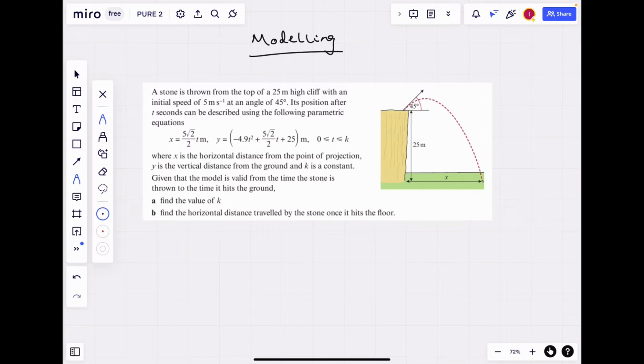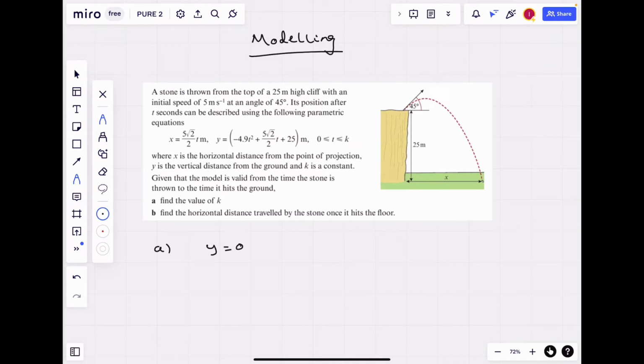Right. To get the value of k, you want to think about using one of your parametrics. Now, to do that, you need to think about, when does the stone hit the ground? The stone hits the ground when y equals 0.